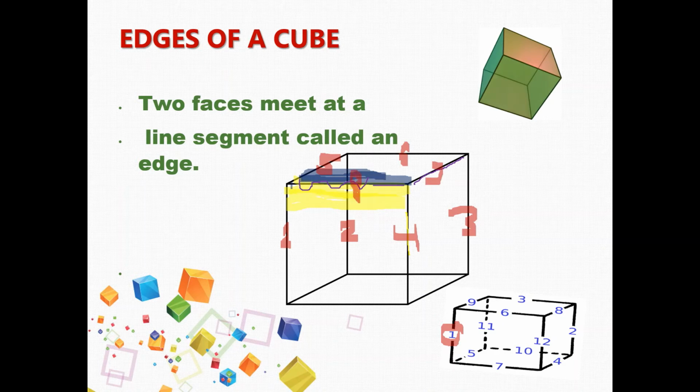So are there any edges left? Yes, at the bottom. So then I will count it as ninth, this will be 10th, this will be 11th, and this will be 12th. So that means how many edges are there in a cube? Yes, you're right. There are 12 edges in a cube.